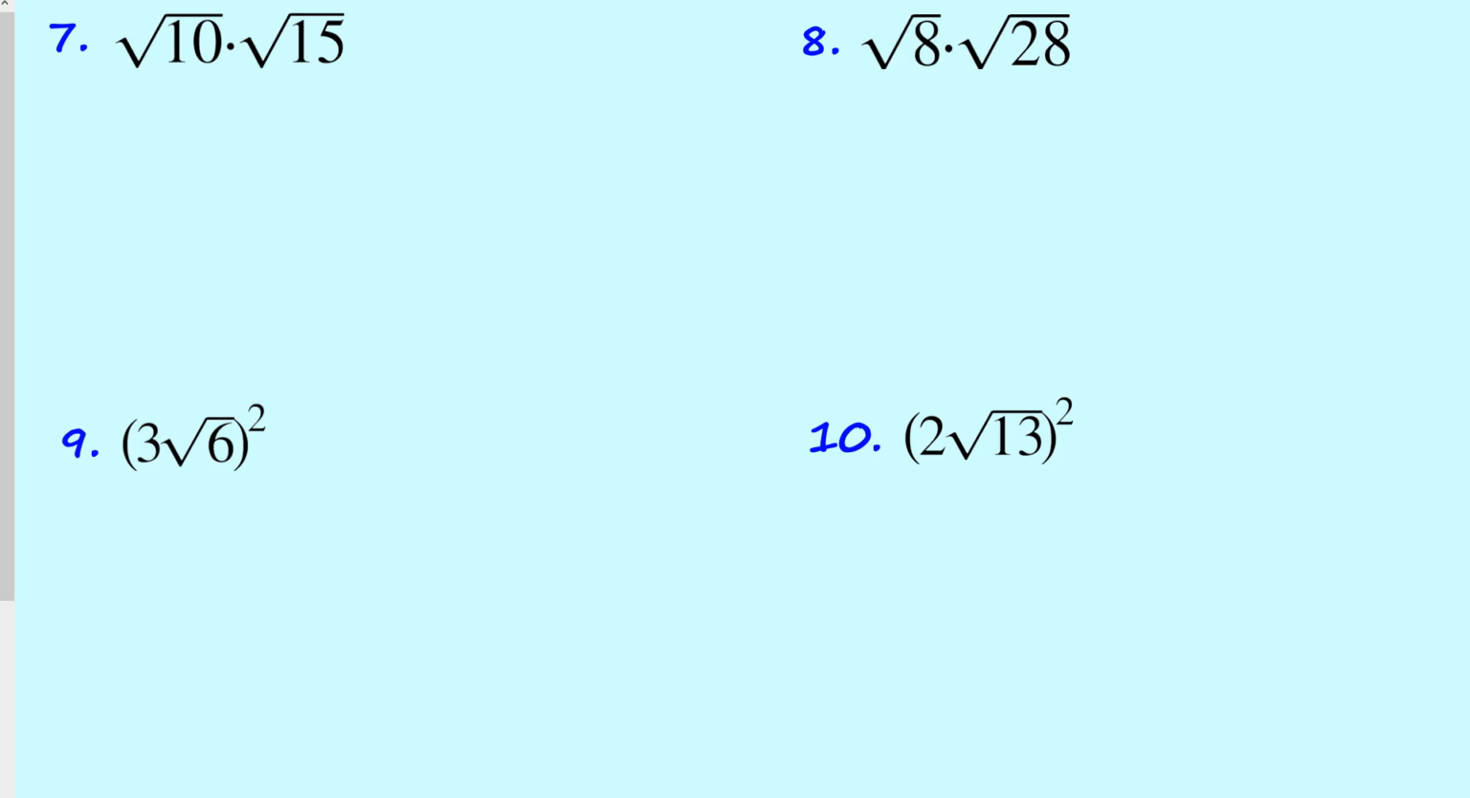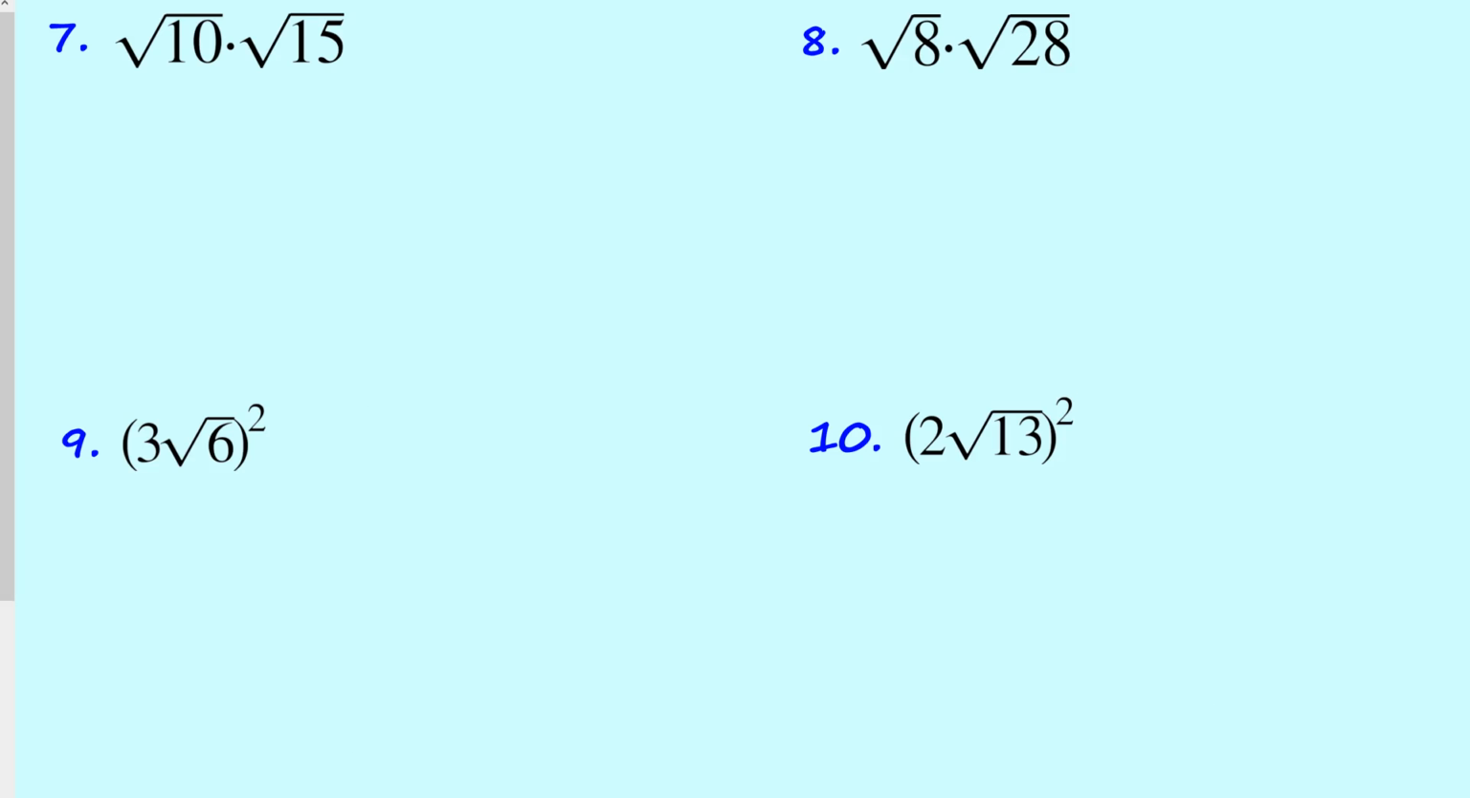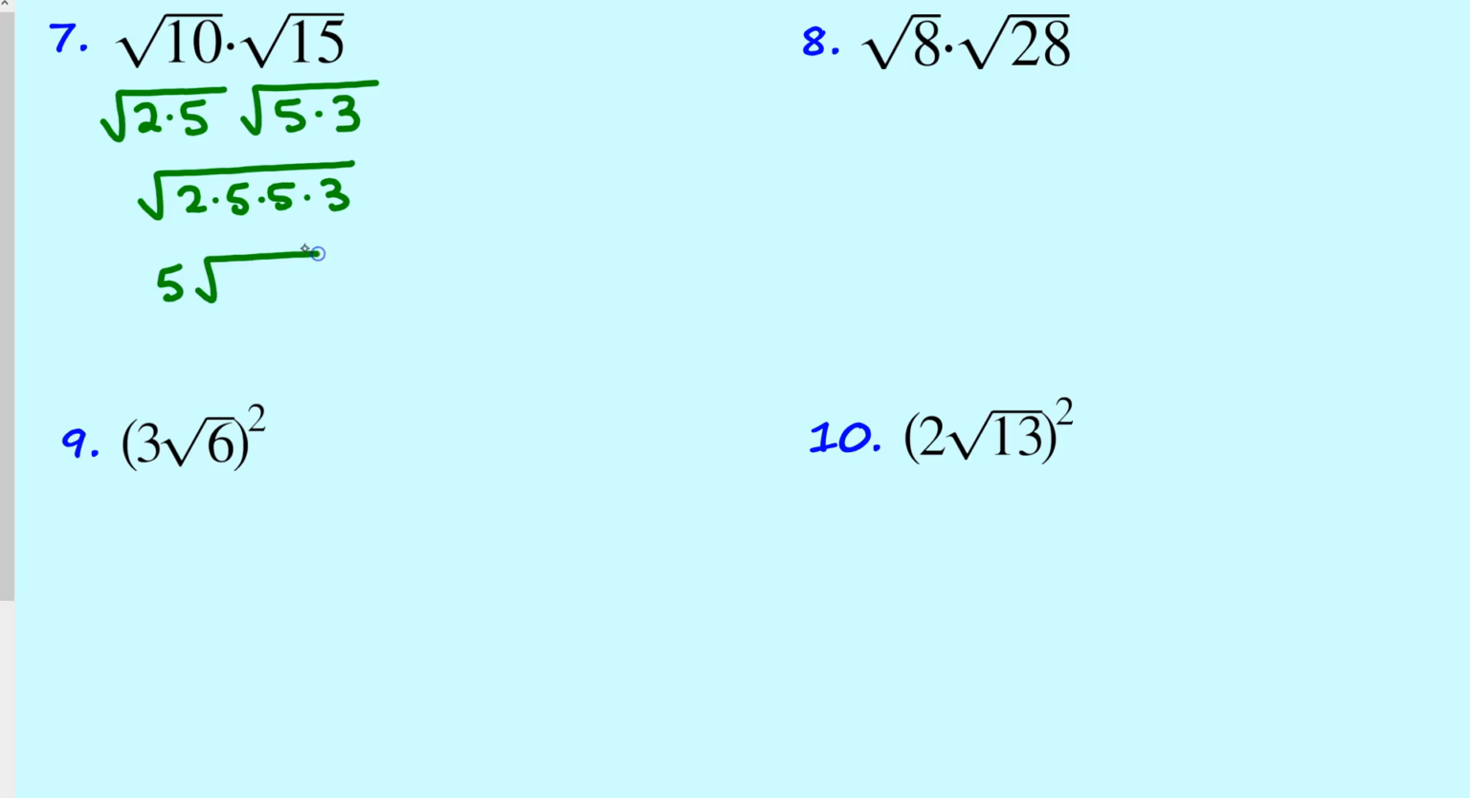Number 7 is kind of like number 2 was, where we can break these numbers down. We could think of it as square root 150, but then you have a bigger number to break down into smaller numbers. So how about instead, if we think of this as square root 2 times 5 times 5 times 3, those can all go under one radical. And what's the square root of 5 times the square root of 5? The square root of 25 is 5. So we have a 5 outside the root. And inside the root we have 2 times 3, so we have square root 6. So 5 square root 6.